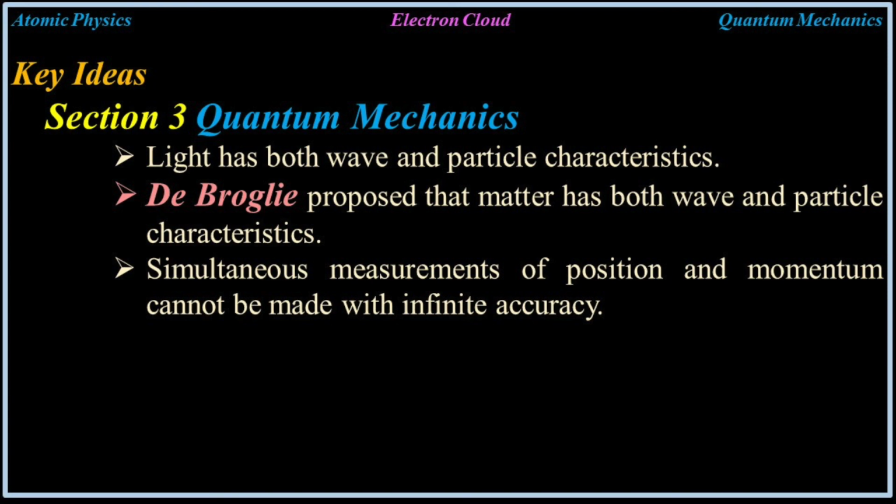Section 3, quantum mechanics. Light has both wave and particle characteristics. De Broglie proposed that matter has both wave and particle characteristics. Simultaneous measurements of position and momentum cannot be made with infinite accuracy.